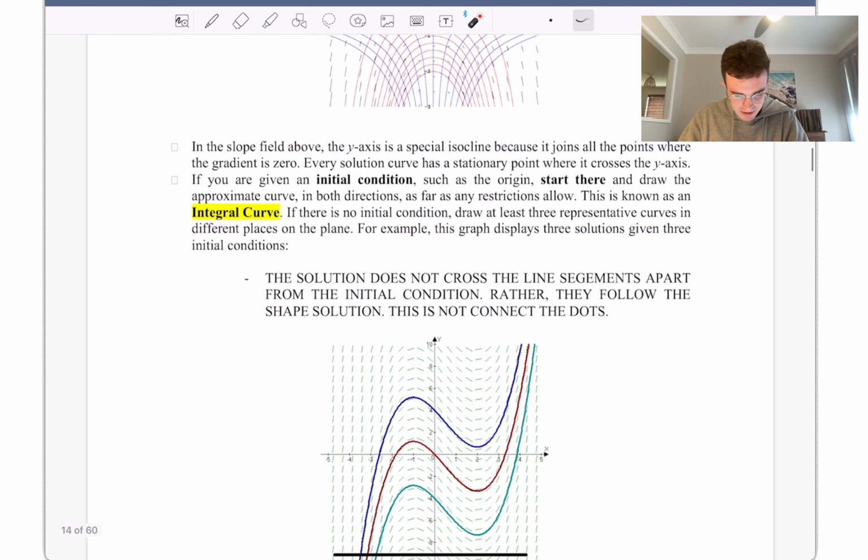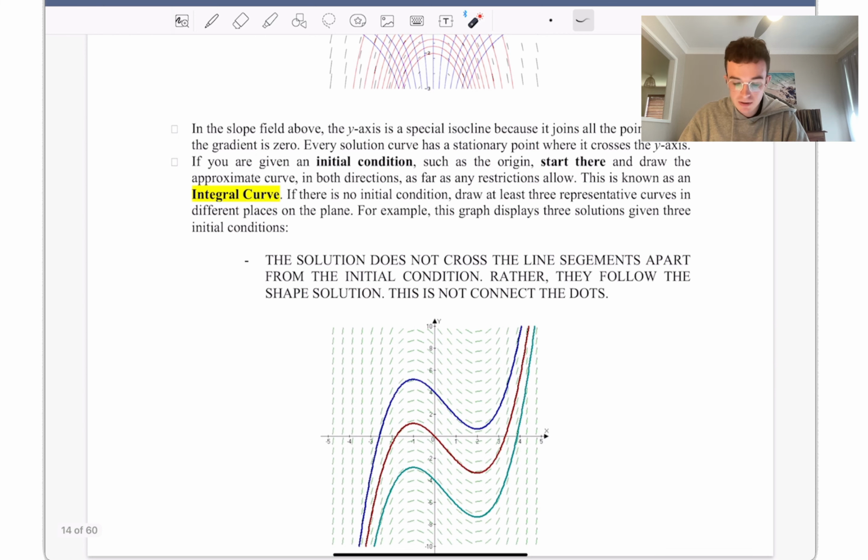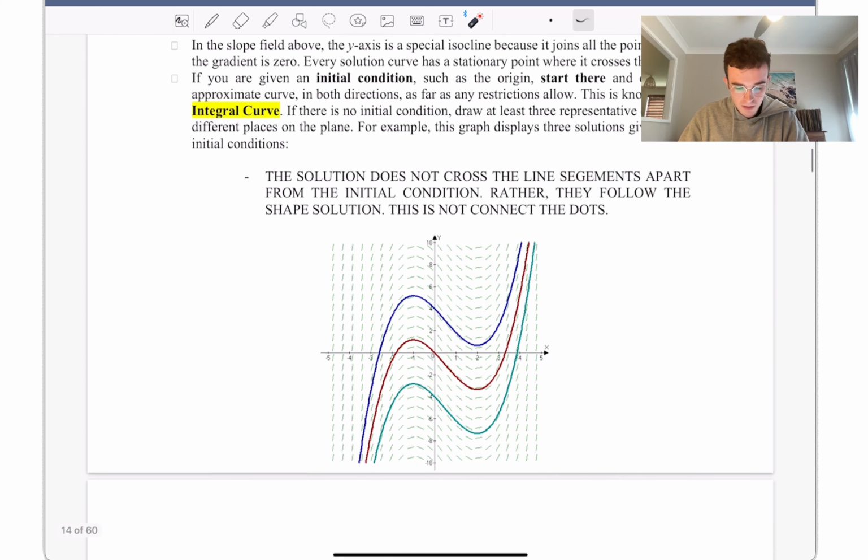For example, this graph down here displays 3 solutions given 3 initial conditions. Now notice the solutions do not cross the line segments, apart from at the initial condition. Rather, they follow the shape of the slope field. This is not connect the dots.